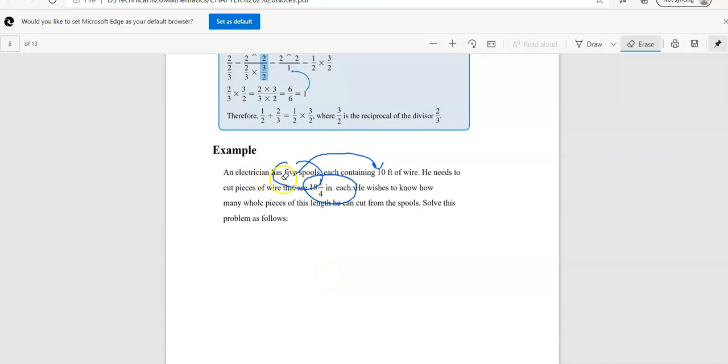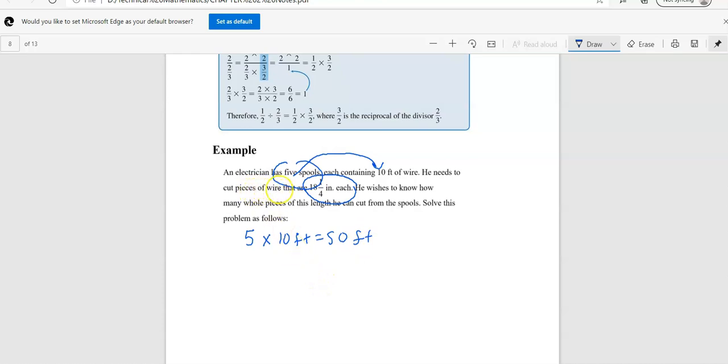Okay, so an electrician has 5 spools, each containing 10 feet of wire. So that's important, 5 spools containing 10 feet. And he needs, so let's just go ahead and figure out that. So 5 times 10 feet, that's going to be 50 feet of total wire.